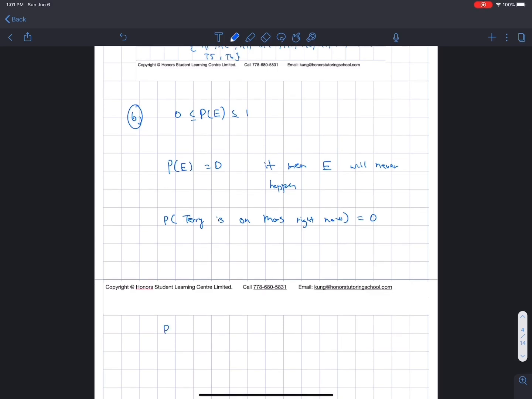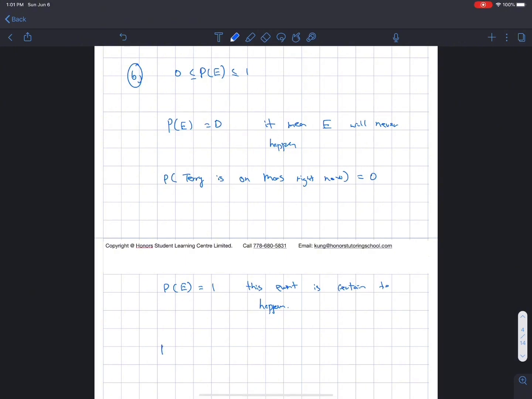And at most, you can just have 100%. It just means that this event is certain to happen. So it could be, what is the probability that Terry loves math? And this is 100%, because I already know I love math.